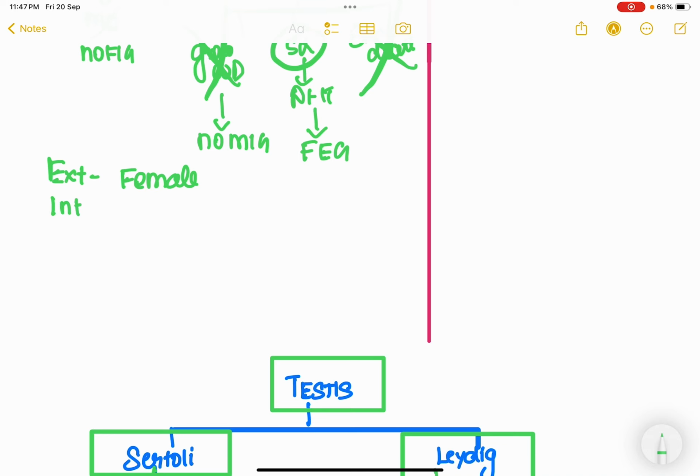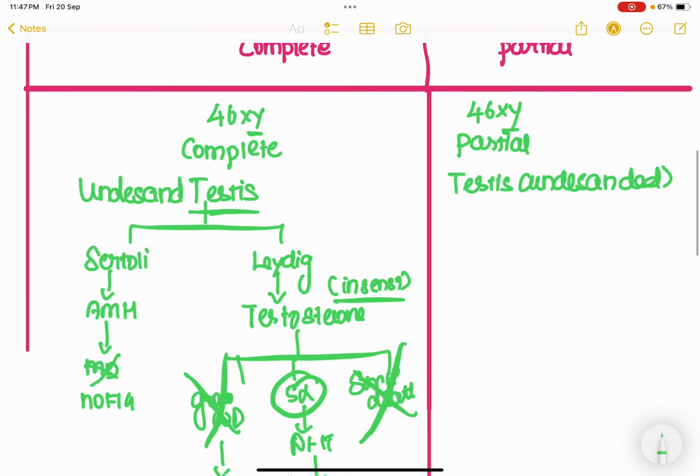When coming to internal genitalia, the Mullerian duct is going to regress because of the anti-Mullerian hormone secreted by the Sertoli cells. But the testosterone, since they are insensitive, will never cause the growth of the Wolffian duct, which would lead to the formation of the male internal genitals. So there is going to be absence of the internal genitals. Am I clear here? Yes. Similarly, we'll discuss the partial variety.